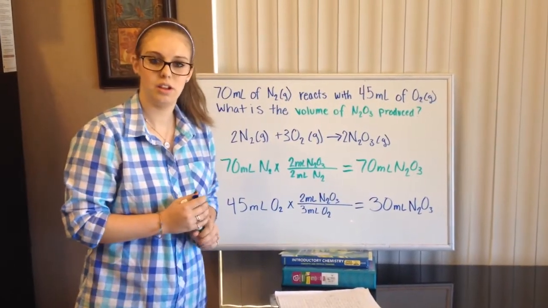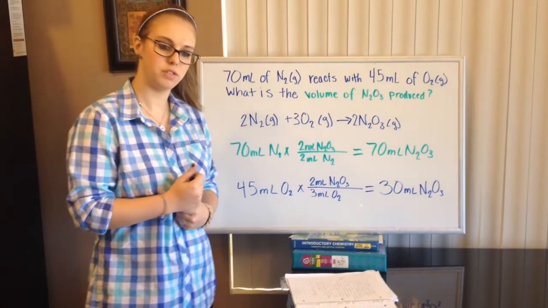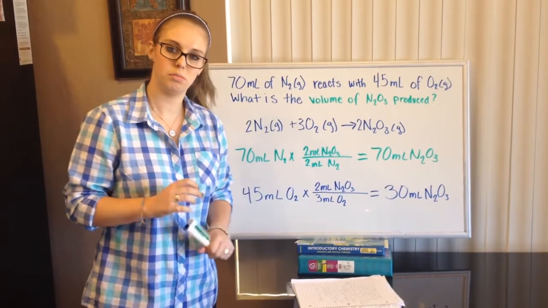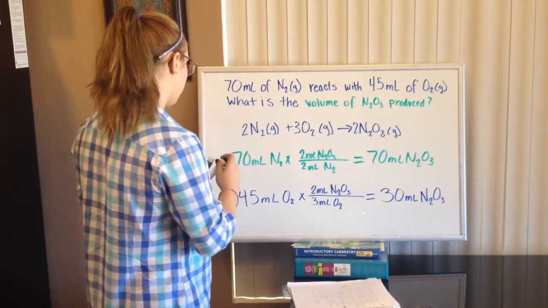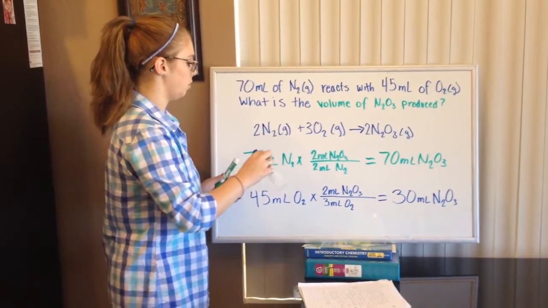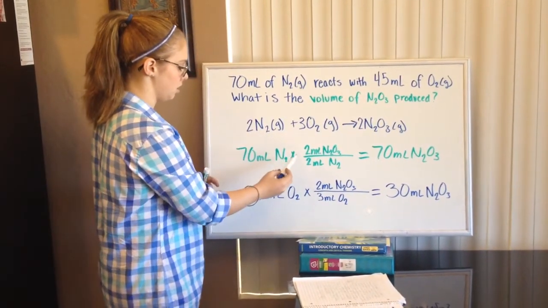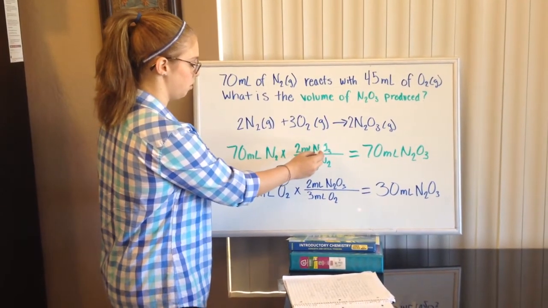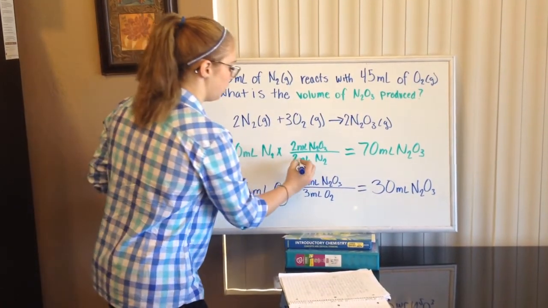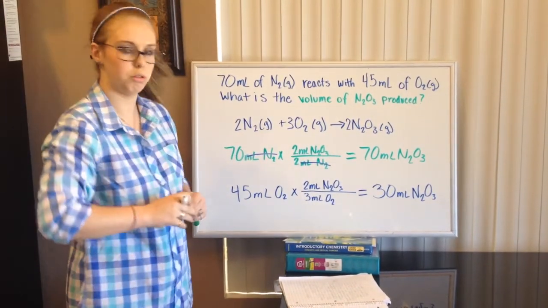Now that we have balanced the chemical equation, we are going to convert the milliliters of the first reactant to the milliliters of the final product. In our case, our mole conversion is in milliliters because that's our base unit. So we're going to take the 70 milliliters of the N2 gas and convert it into the N2O3. We have our 70 milliliters times our 2 milliliters of N2O3, which is our 2 moles, over the 2 moles of N2. So the milliliters of N2 cancel out and it's just basic math from here, and you get 70 milliliters of N2O3.